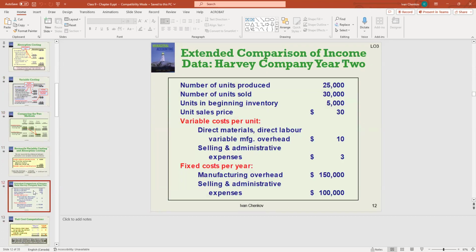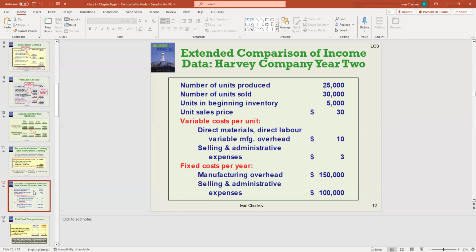This company keeps operating. But in the second year, what's going to happen? They're still going to produce 25,000 units, but now they're going to sell 30,000 units. So what does that mean? We're selling more than we're producing. Do we have those additional 5,000? Yes, we do. They're sitting in our inventory, correct?